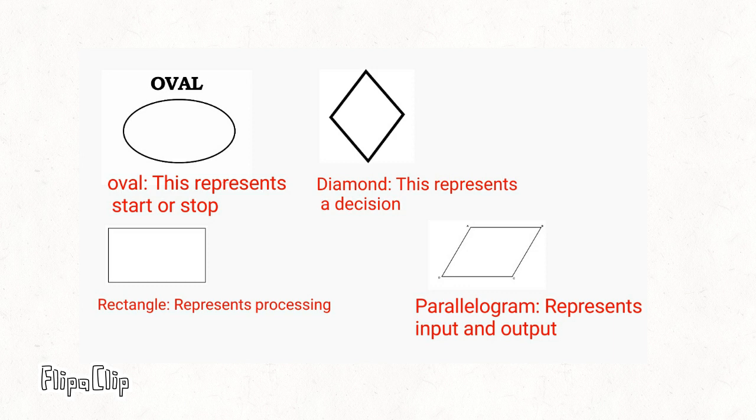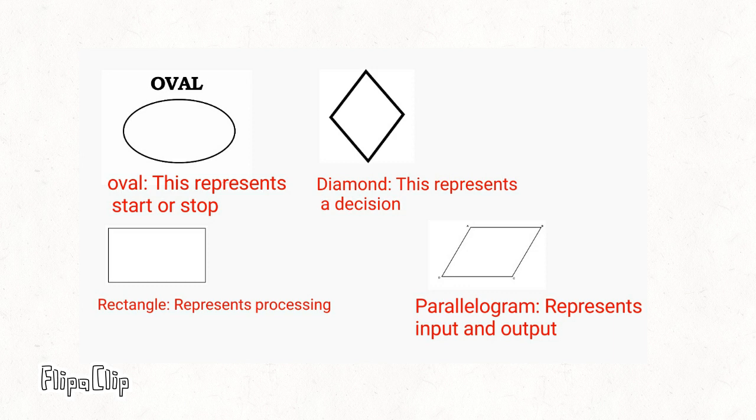Then we also have the rectangle, which represents processing. Like in the question we're doing, in the rectangle is where the processes take place. That's where the calculations happen. That's why in the 2019 question we were given, that's where the formula is written. And then the parallelogram, tongue twister, is where the inputs and outputs are put in, like the things that are supposed to go into the formula. That's why I put them in the parallelogram.